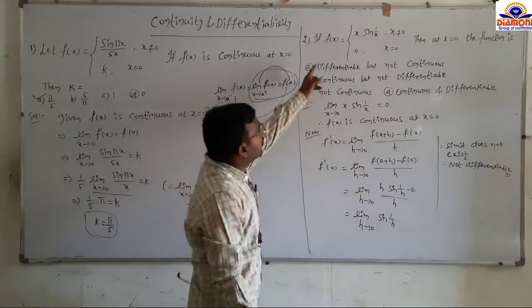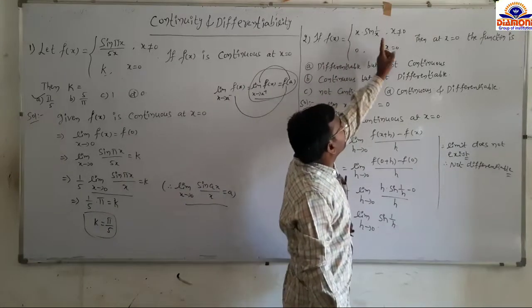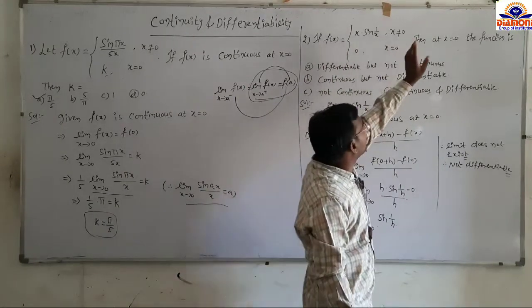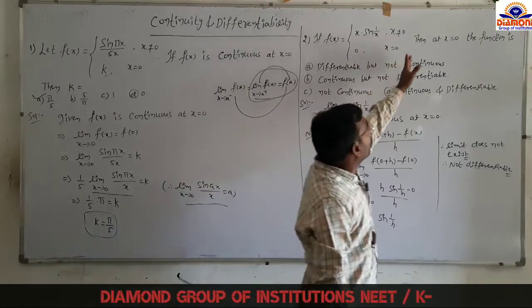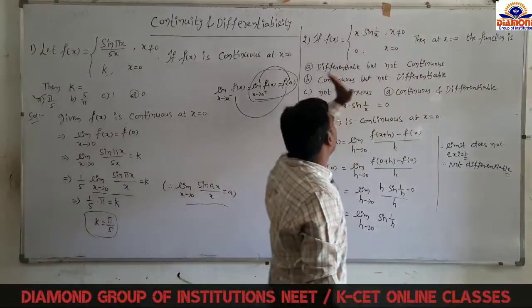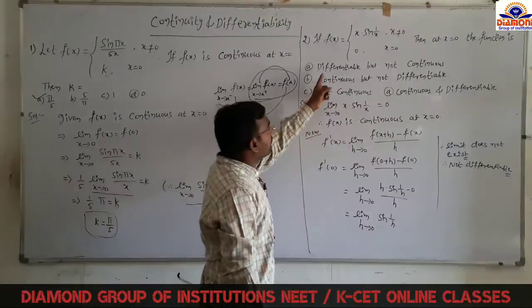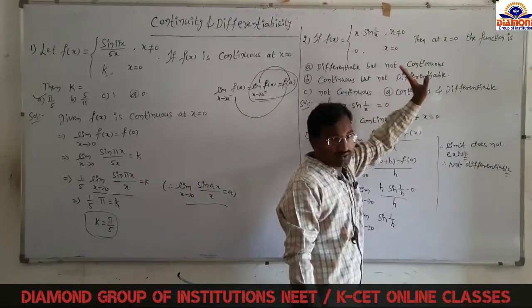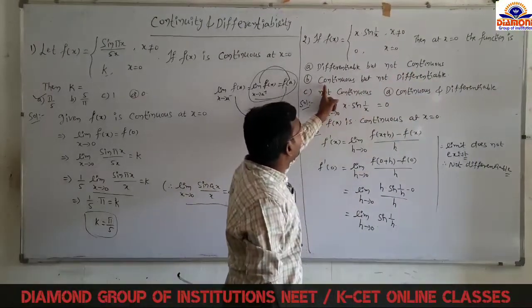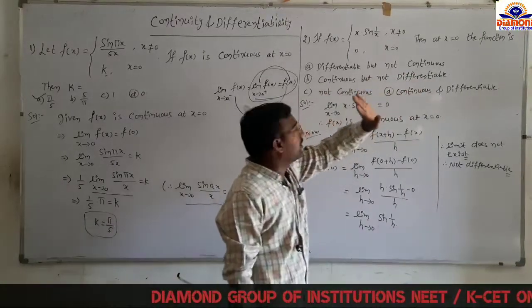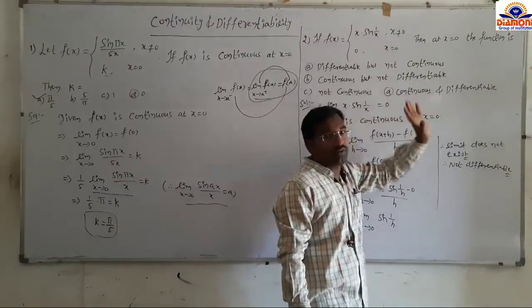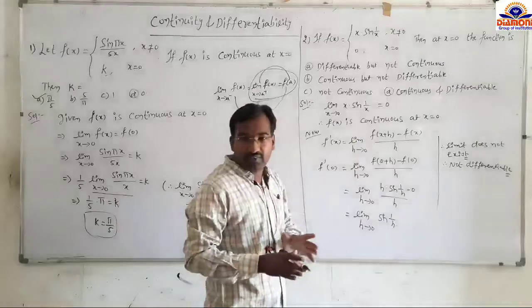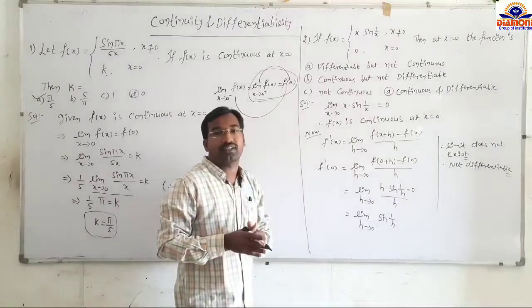If f of x equal to x into sin 1 by x, where x is not equal to 0, and 0 if x equal to 0. Then at x equal to 0, the function is what? First option, differentiable but not continuous. Option B, continuous but not differentiable. Option C, not continuous. Option D, continuous and differentiable. So you have to verify whether the given function is continuous or differentiable or both.